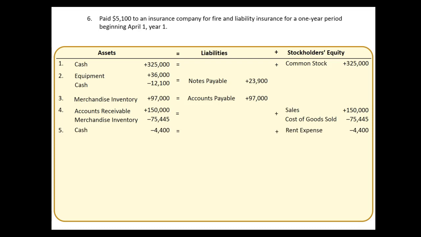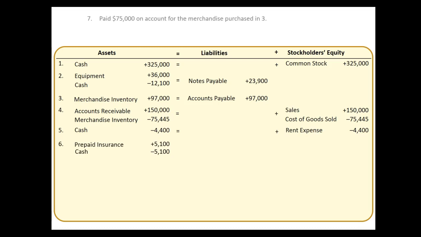an expense. Next, we paid $5,100 to an insurance company for fire and liability insurance for a 1-year period beginning April 1st, year 1. So what happens would be related to 2 asset accounts. Our prepaid insurance, which is an asset, increases. But we used cash to pay that prepaid insurance, so our asset account cash will decrease by the same amount. As you see, nothing happened on the other side of the equation, but we're still in balance because we increased one asset and decreased another asset by the exact same amount.